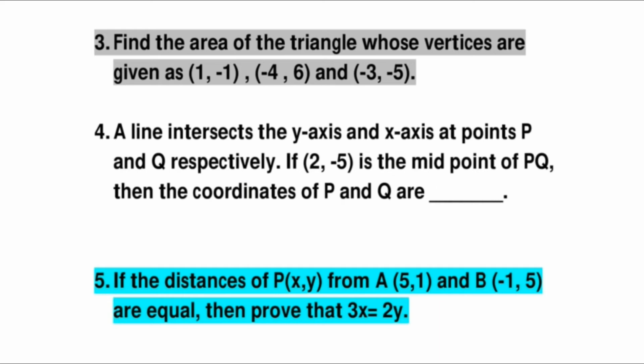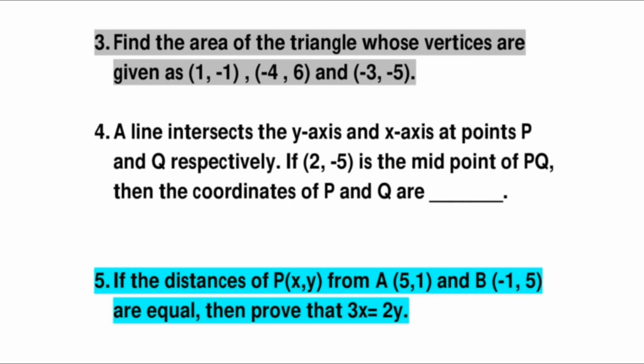So it is very easy. You have to remember the formula of finding the area of a triangle when 3 vertices are given. Question number 4: a line intersects the y-axis and x-axis at points P and Q respectively. If (2, -5) is the midpoint of PQ, then find the coordinates of P and Q.